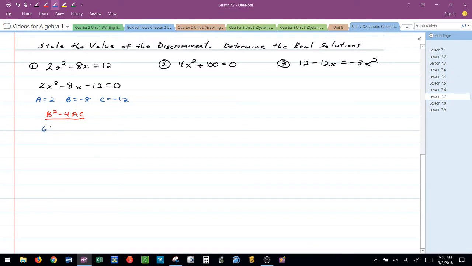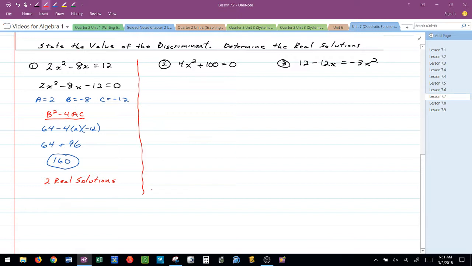I'm going to square b. b squared is 64. Take negative 4 times 2 times negative 12. All right, so this will give me 64. And then, let's see, that would be positive, because I got a double negative there. 8, so that would be 96. Add these two together, I get 160. Now, 160 is what we're going to call the discriminant value. Because it's positive, that tells us we have 2 real solutions. Or in other words, 2 exact times that it passes through the x-axis.